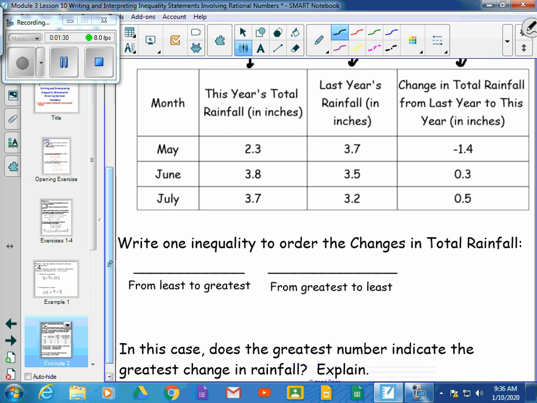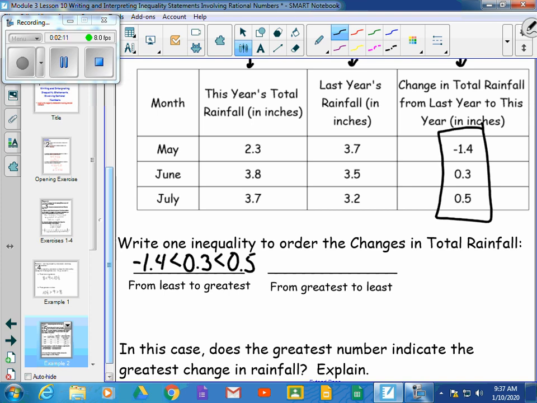Now we're going to write an inequality that puts these values, changes, in order from least to greatest. The smallest of those three numbers is going to be the negative 1.4. It's the only negative number, and negative numbers are farthest to the left on the number line. Since we're going from least to greatest, we're going to put the less than symbol in there. Then we'll have 0.3 less than 0.5. The largest of those three values is 0.5 if we were to compare them.